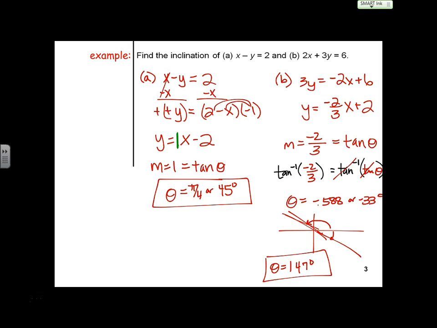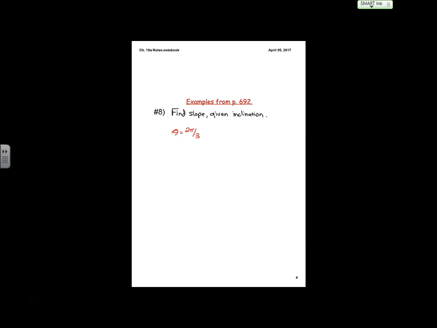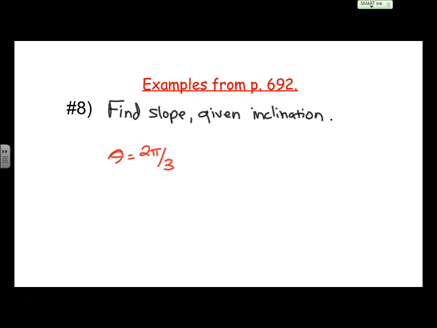Is that a positive angle? Yes. Does it still show the same line as negative 33? Yeah, so we're okay. That's the inclination. So wait, is anything going to get any weirder than that? Except this is kind of backwards. They're giving us an angle this time, and then they're asking us, how do we do that?